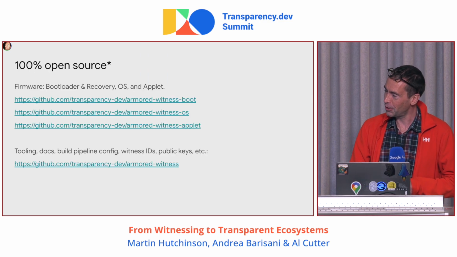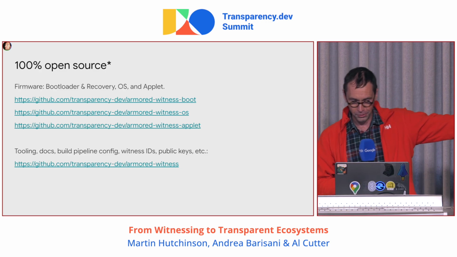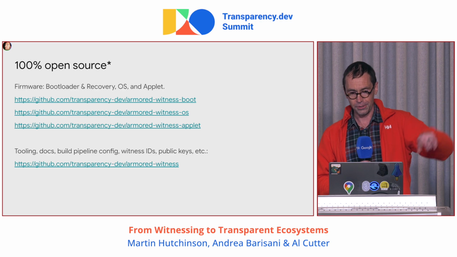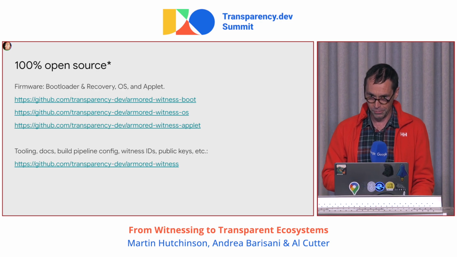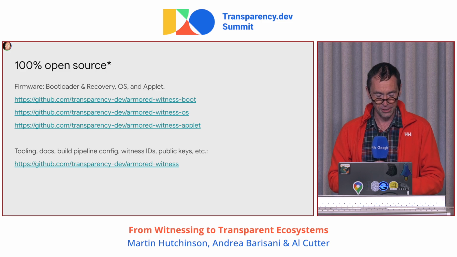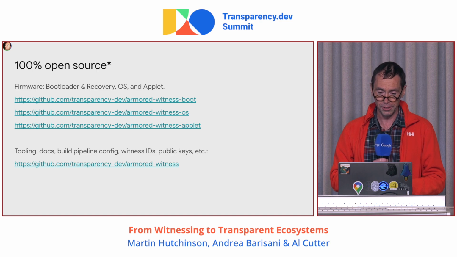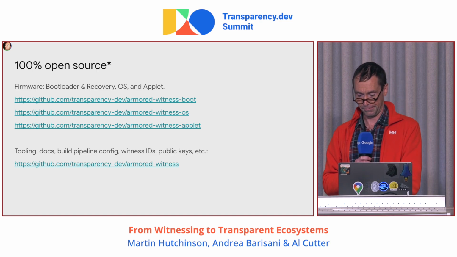So as has been mentioned, everything is 100% open source. You've got the links to the repos there. There's the Apex repo listed at the bottom where you'll find all the tooling that we've spoken about. You'll find the documentation, witness IDs, configs, and all the rest of it. I think the only thing that we haven't open sourced are the secret keys.